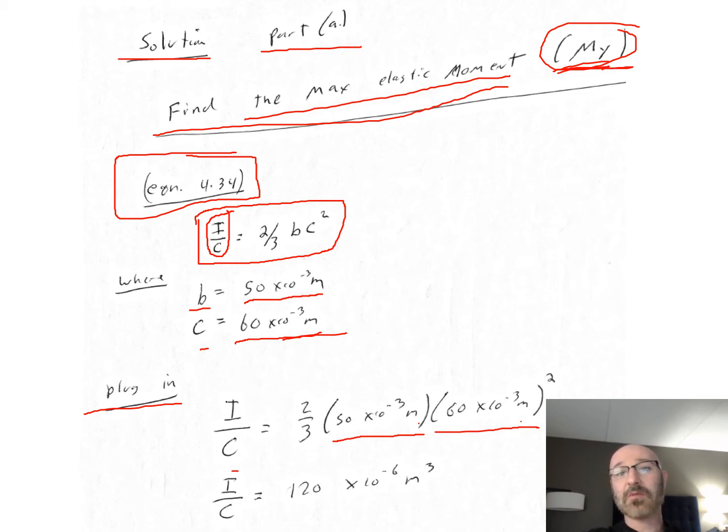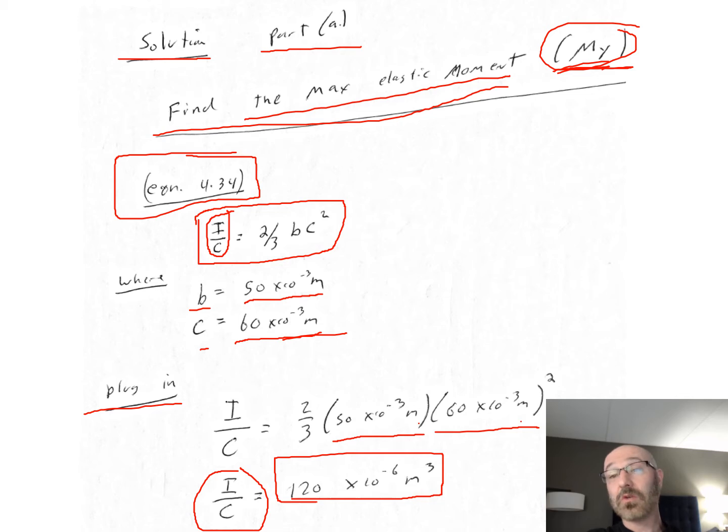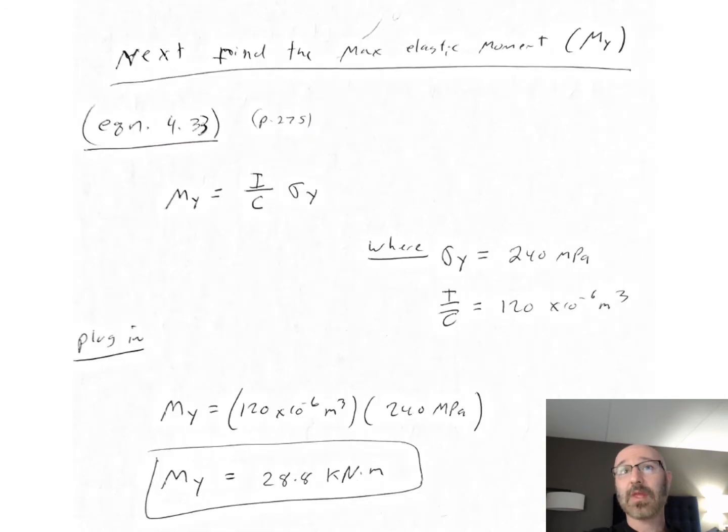So I over C, when we do our math here, multiply by that 2/3, is 120 times 10 to the negative 6 meters cubed. Those are the units that we should expect right there. So this is our value for our I over C. Now, the next thing that we want to do now that we have that I over C is find that max elastic moment, or our M sub y right there.